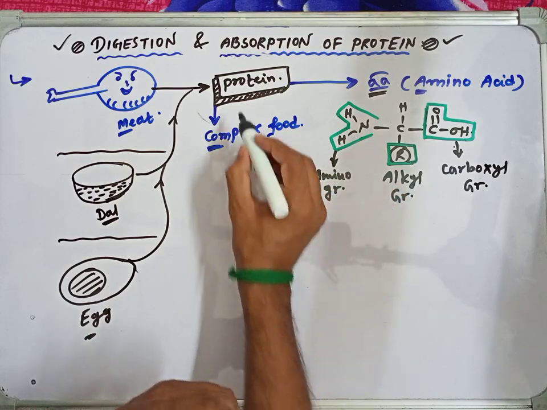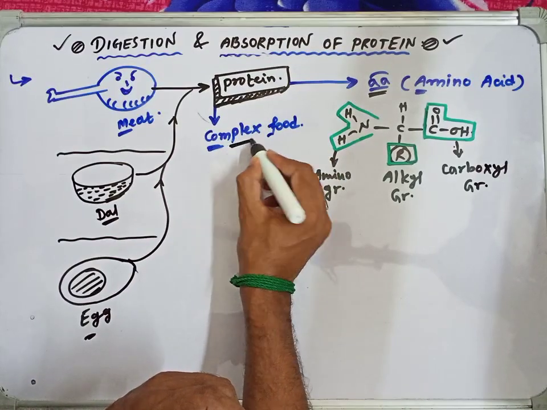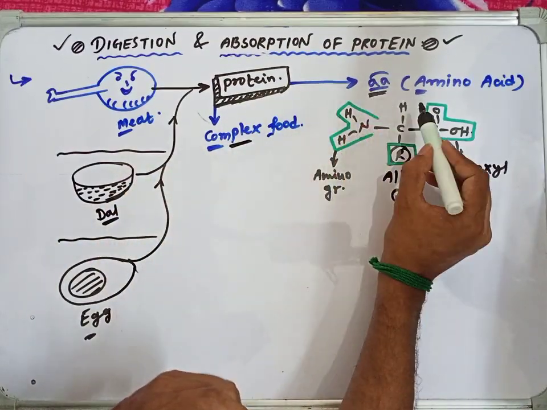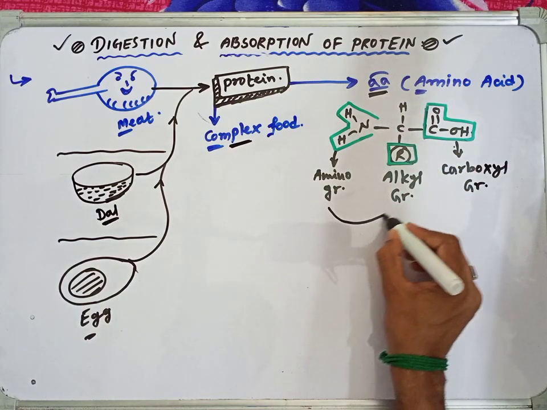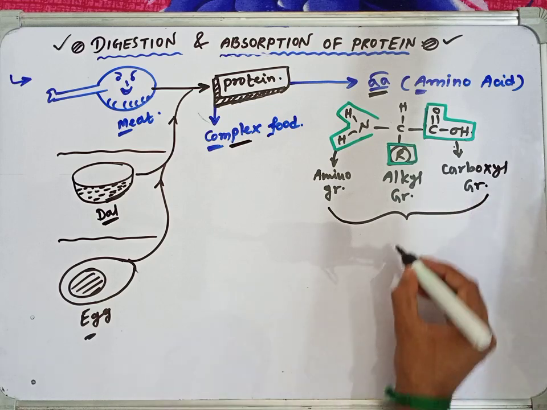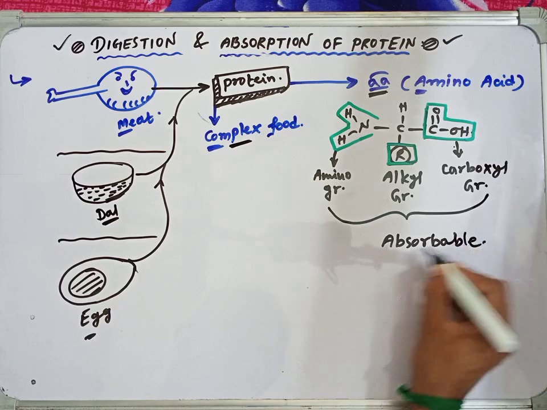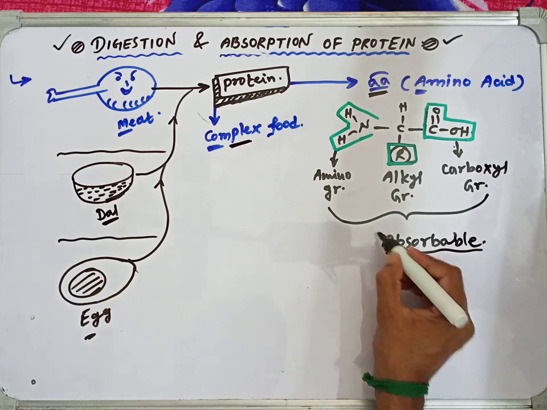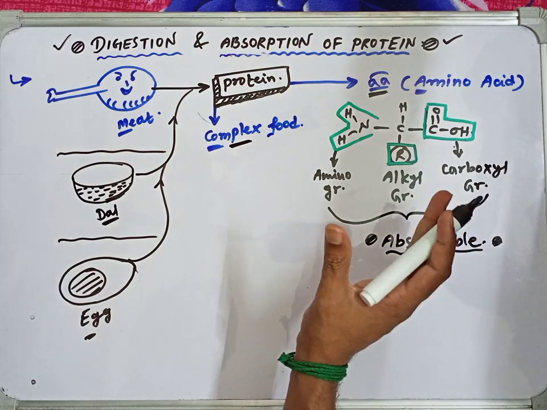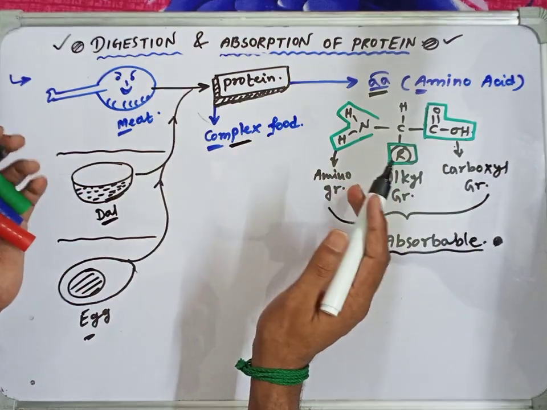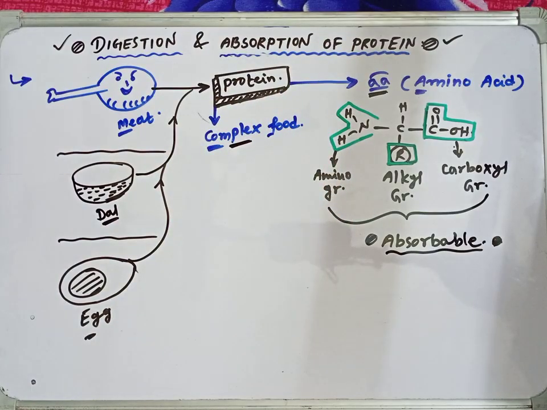Ultimately, after the digestion of this complex food protein, it is simply converted into a simple structure called amino acid. And this amino acid is absorbable inside our beloved small intestine, right? But how this event occurs, we'll learn step by step.